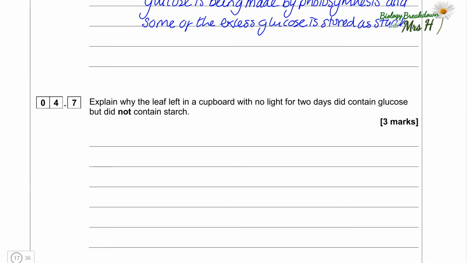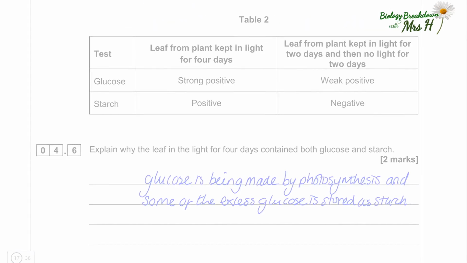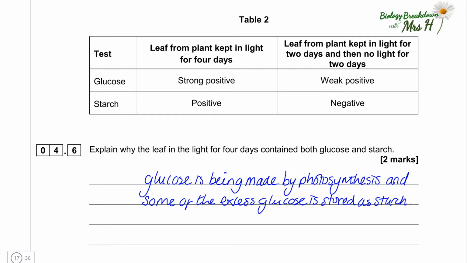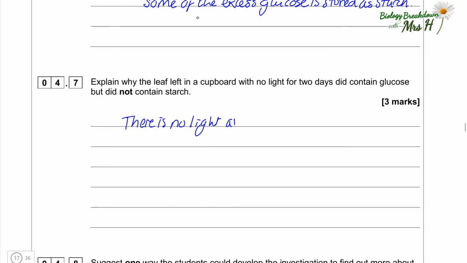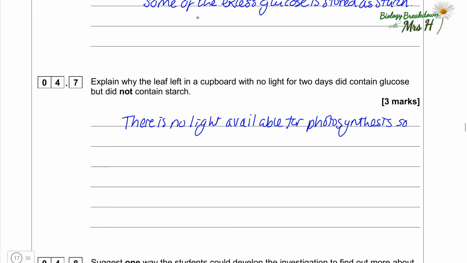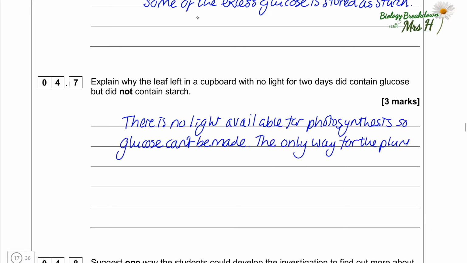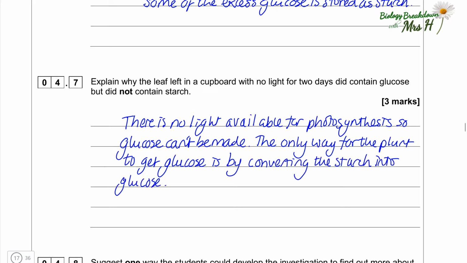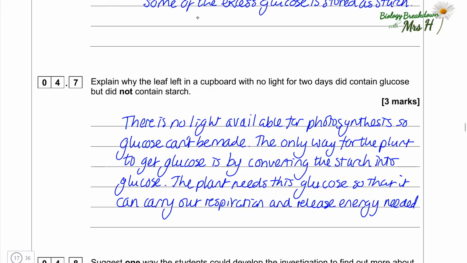Explain why the leaf in a cupboard with no light for 2 days did contain glucose but did not contain starch. I think it's worth remembering that that's a weak positive for glucose as well. There is no light available for photosynthesis, so glucose can't be made. The only way for the plant to get glucose is by converting the starch into glucose. So that means there will be some glucose there, but just not a lot because photosynthesis isn't happening. The plant needs this glucose so that it can carry out respiration and release energy needed for a variety of processes, like active transport, for example.